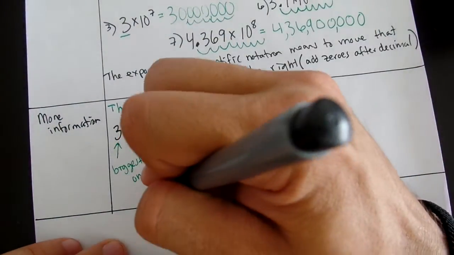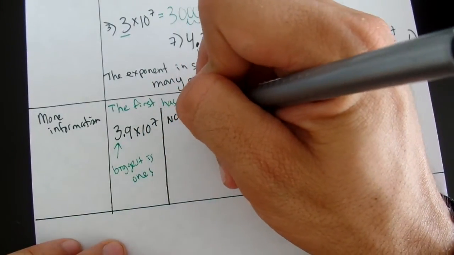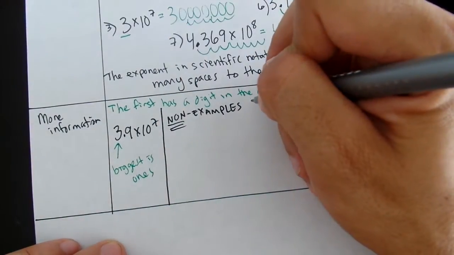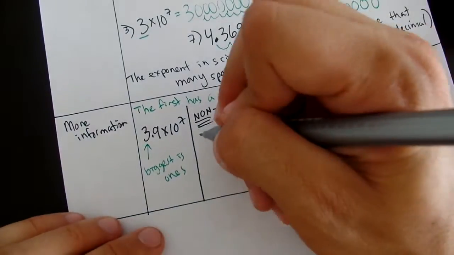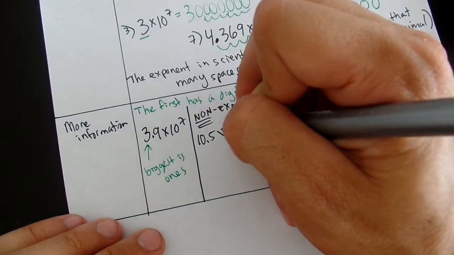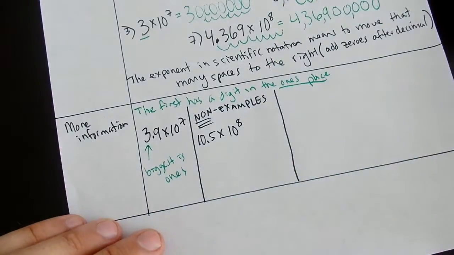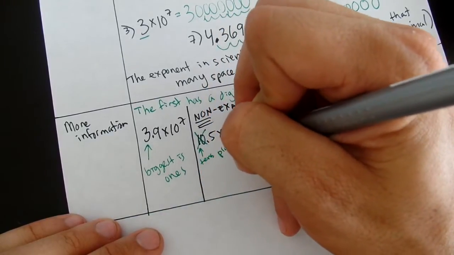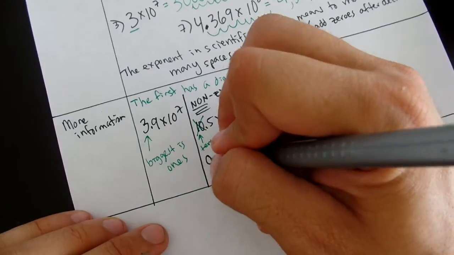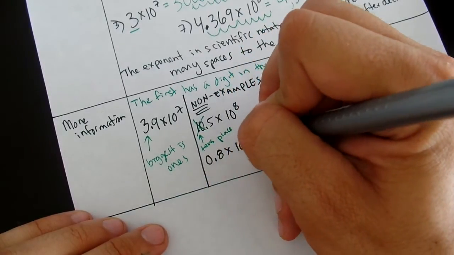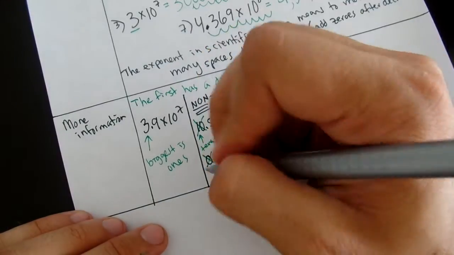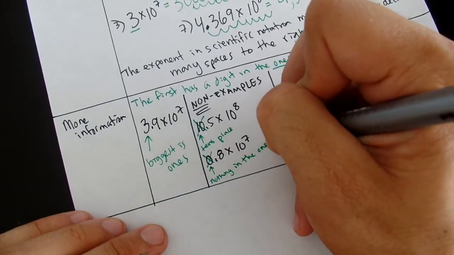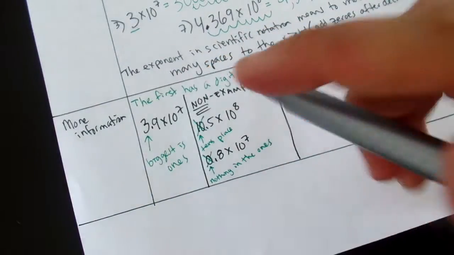Okay? Now let's look at non-examples. So these are non, which means they're not examples, okay? One would be like 10.5 times 10 to the 8. So this is not an example because it has a tens place. What about 0.8 times 10 to the 7? This is not because there's nothing in the ones. So it has to have something in the ones place.